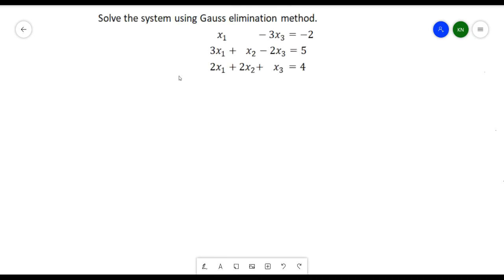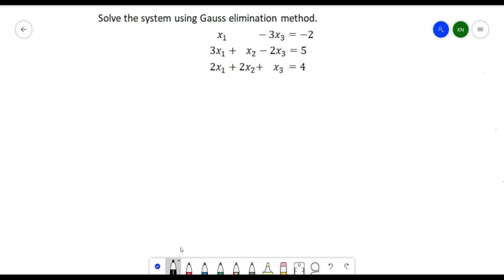Solve the system using the Gauss elimination method. We have x sub 1 minus 3x sub 3 is equivalent to negative 2. We have 3x sub 1 plus x sub 2 minus 2x sub 3 is equal to 5. And we also have 2x sub 1 plus 2x sub 2 plus x sub 3 is equivalent to 4.